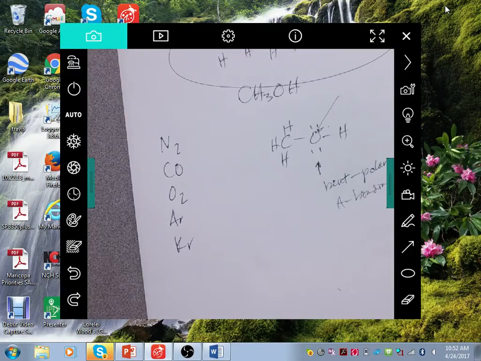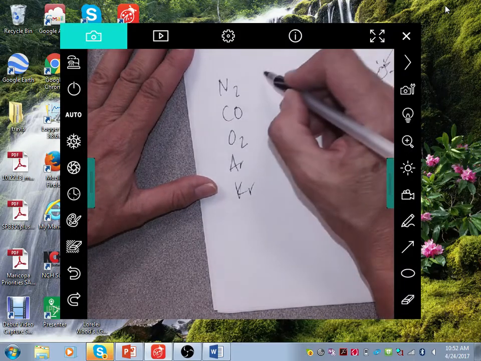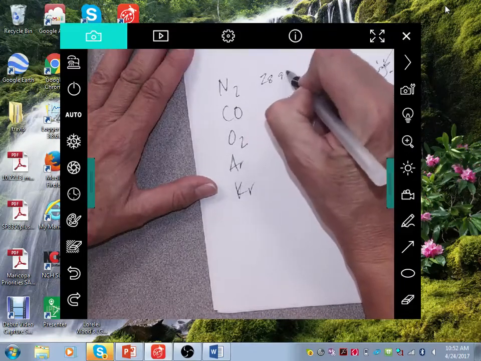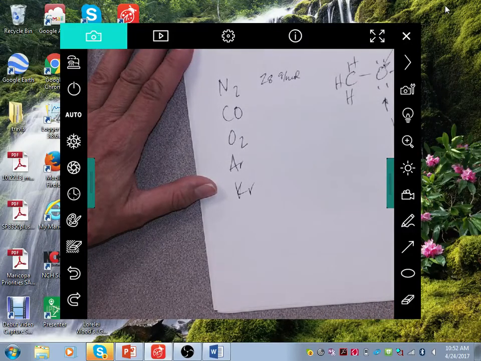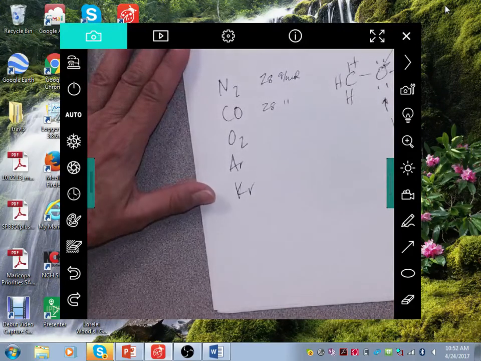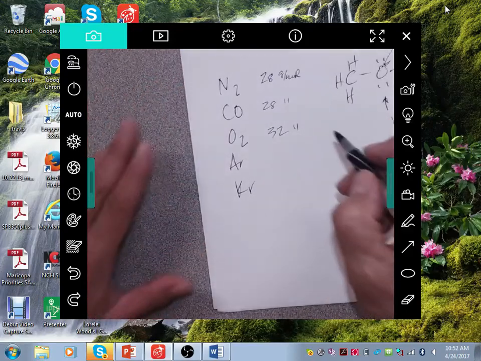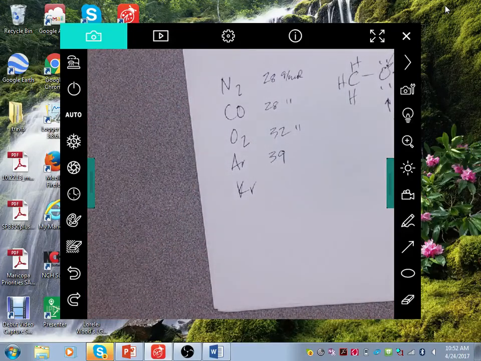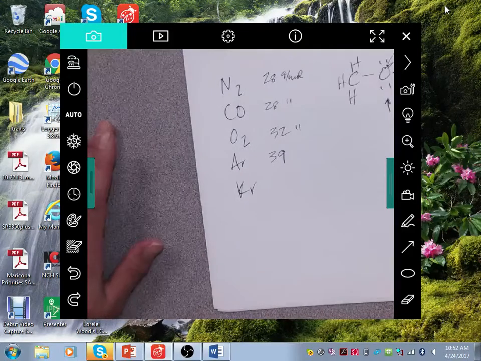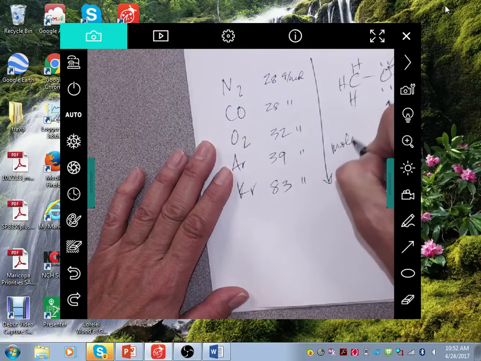If I looked at their molar mass, what's the molar mass of nitrogen, since it's an N2? About 28 grams per mole. What about carbon monoxide? About 28 grams per mole. What about oxygen gas? About 32 grams per mole. What about argon, since it's monatomic? 39, thank you. My glasses are not working this far away. And krypton is even heavier, and it says, what, 83? 83 grams per mole.